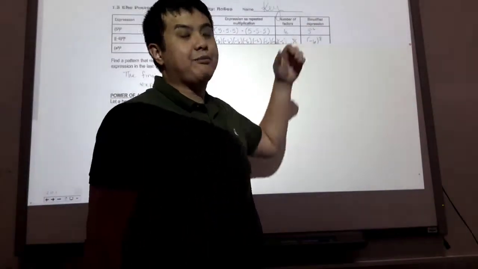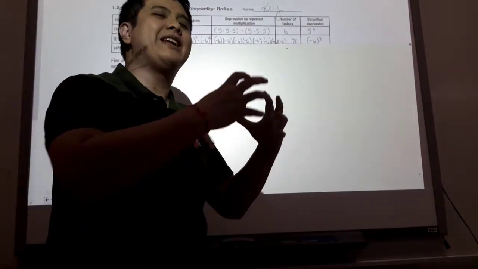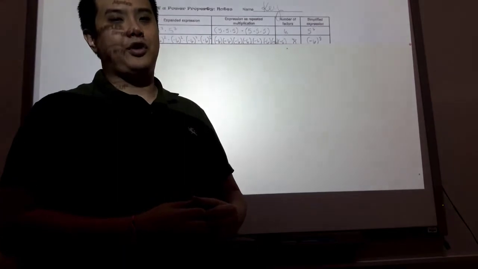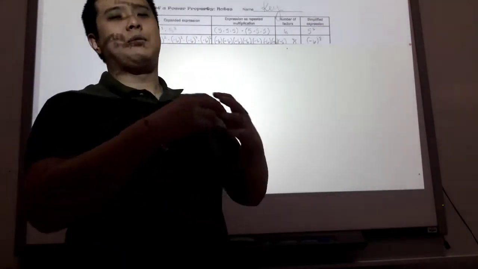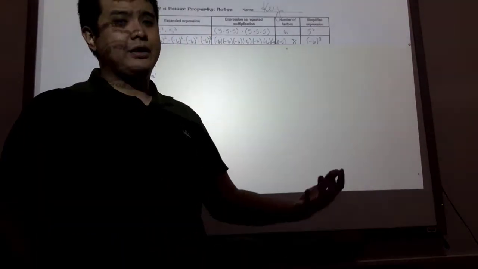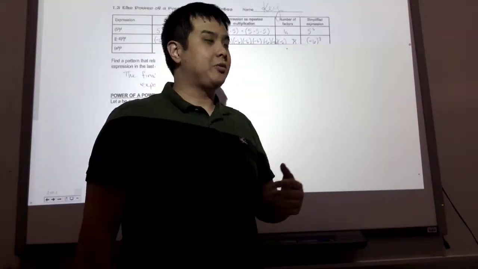Notice that this is in parentheses. That's very important because negative 6 is being multiplied over and over again, not 6 being multiplied over and over again with a negative. Okay? Negative 6 is being multiplied over and over again.